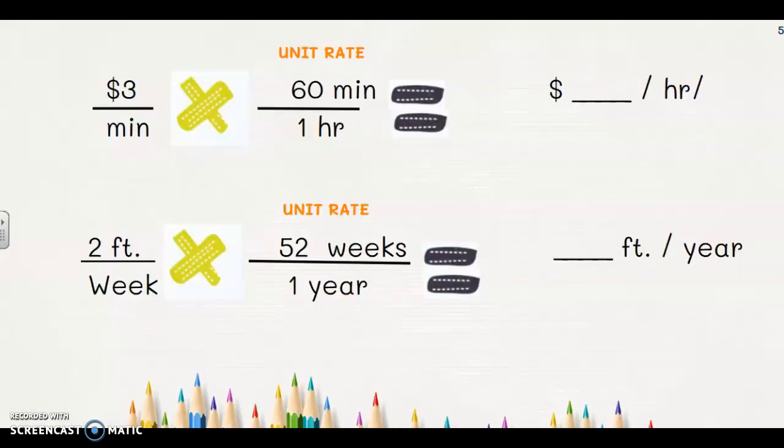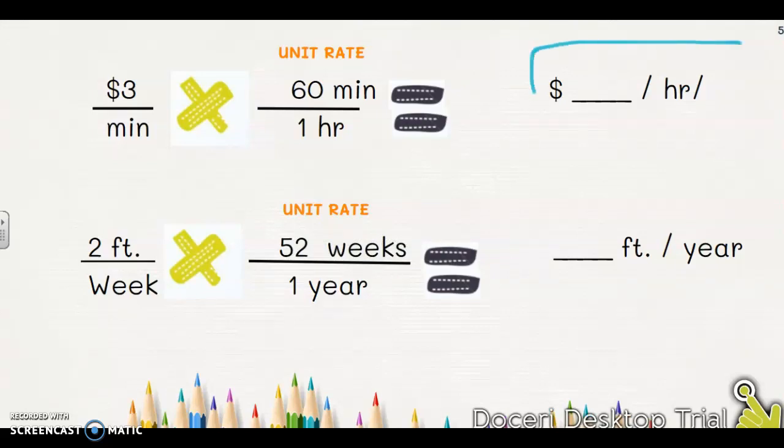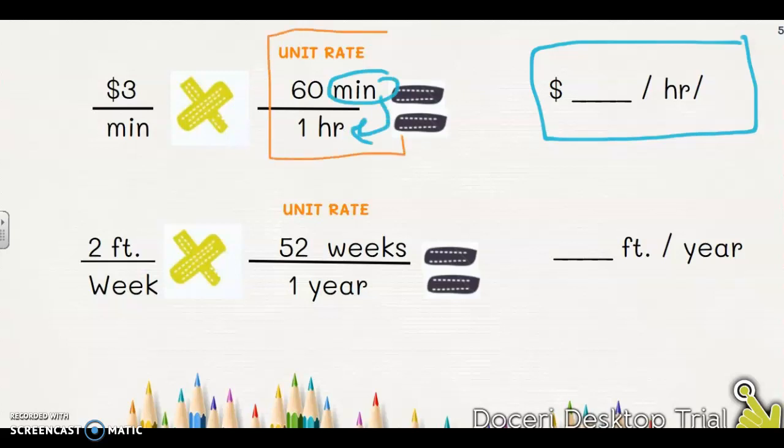So let's try it here. If we have $3 per minute, and I want to figure out how many dollars per hour that is, I know I have $3 in 1 minute. So my unit rate that I set up was, well, how many minutes are in 1 hour? Because that's what I'm trying to get from. I'm trying to get from these minutes, and I want to get my unit into hours. So this is the unit rate that I set up, where I said, well, I know 60 minutes is equivalent to 1 hour. So that's my fancy one.